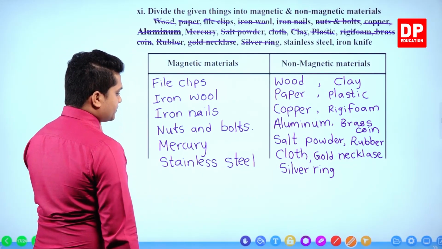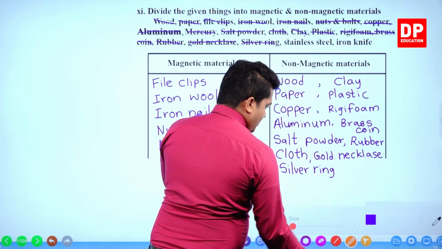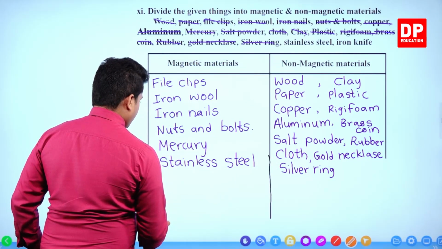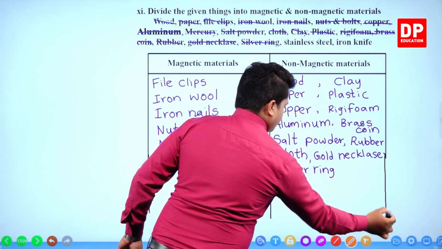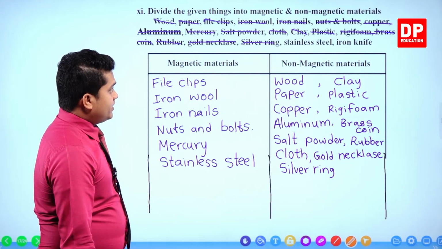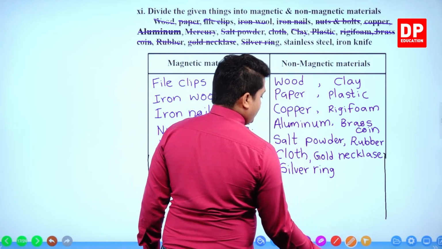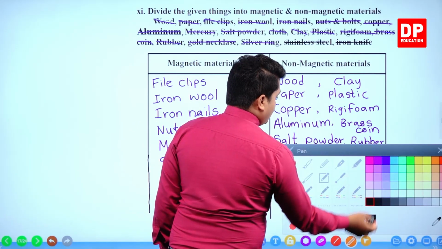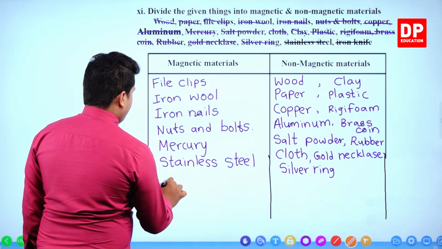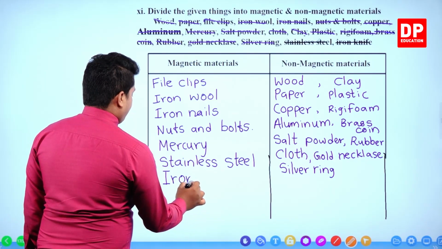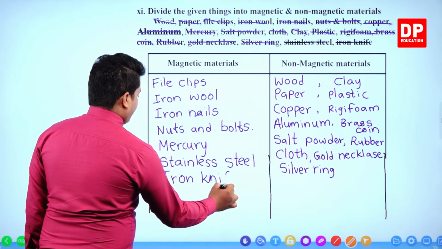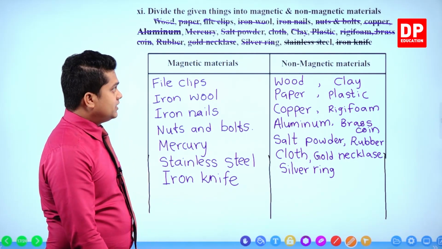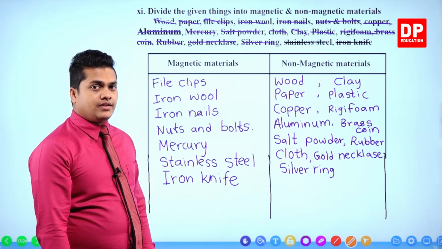I'll take the column somewhat down like this. Next one, iron knife. The final one is iron knife. Stainless steel and iron knife, both are made up of magnetic materials. So these are the magnetic and non-magnetic materials.